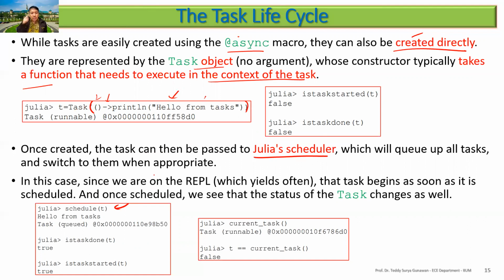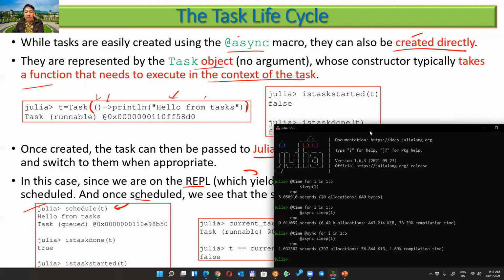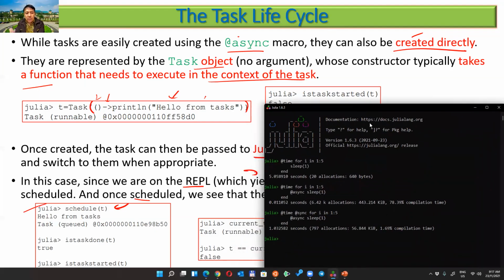So in this case, since you are on the REPL, which yields often, when you press enter, it yields. The task will begin as soon as it is scheduled. Once scheduled, we see that the status of the task changes as well. So it means that, different from the previous one, we are using the asynchronous macro. Let's see here, we need to have another step. We want to have more control here.